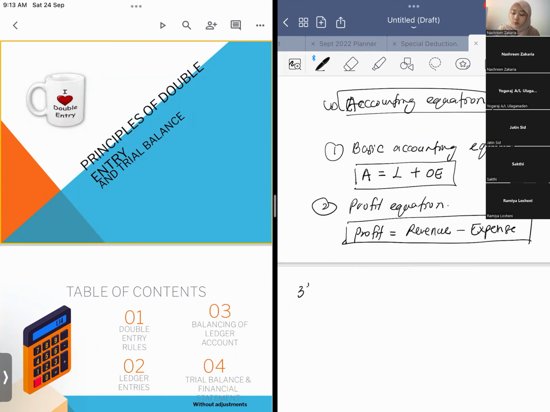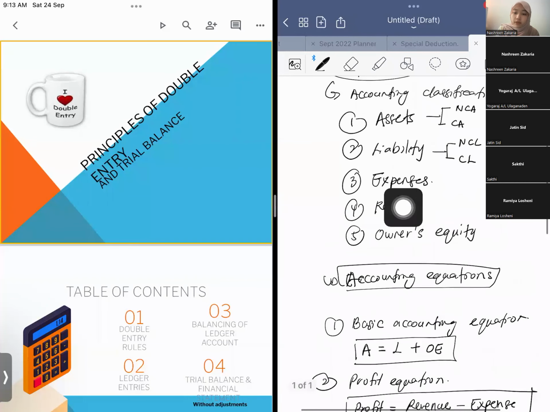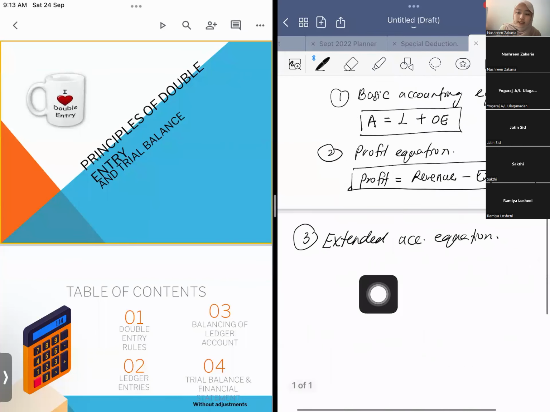And the last equation is the extended accounting equation. This extended accounting equation is a combination of all of these elements. These 5 elements will be included in the extended accounting equation, so everything will be in here. So what is the acronym for the extended accounting equation? The acronym. Adler. Yes, Adler.